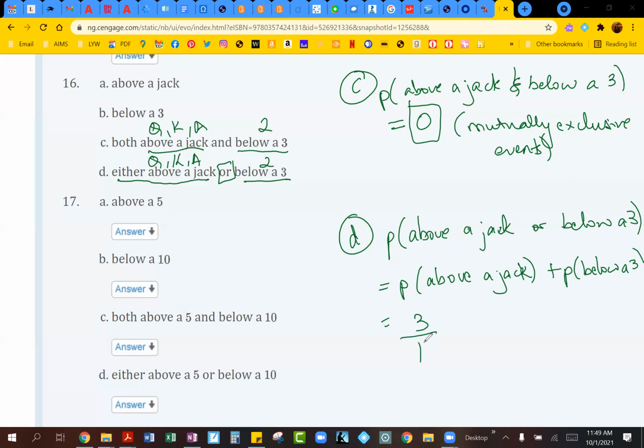So our probability for above a jack, what did we have? 3 out of 13. For probability of being below a 3 was 1 out of 13. So this is where, again, having a common denominator, you just add the numerators, and this gives you 4 out of 13. So big difference in your answer when you have the word and or you have the word or.